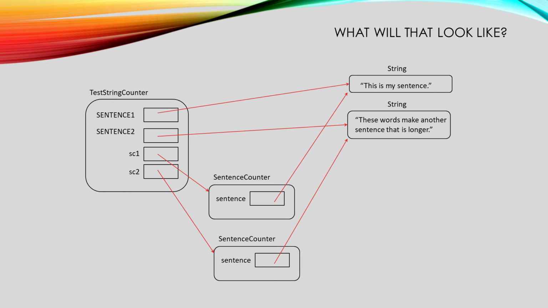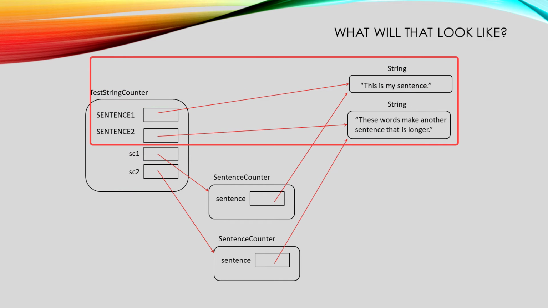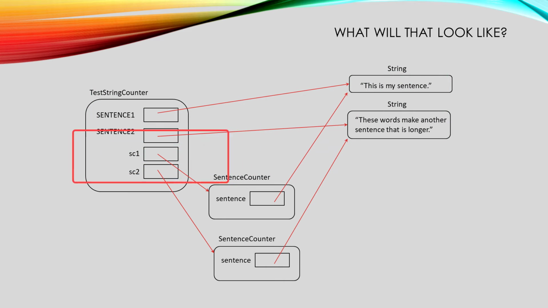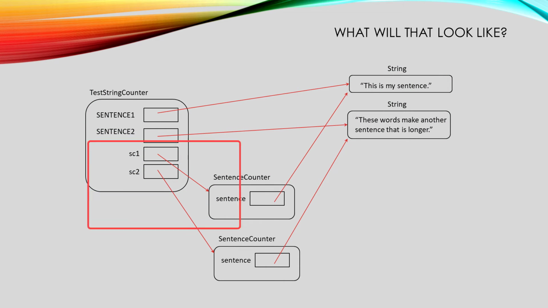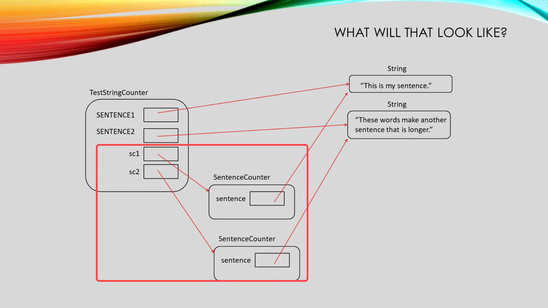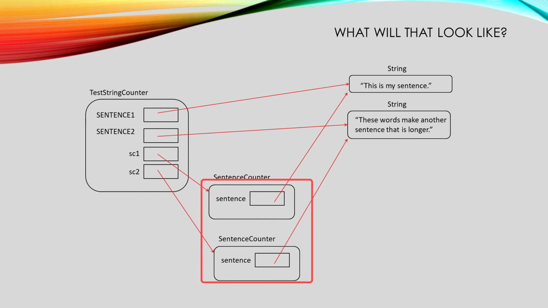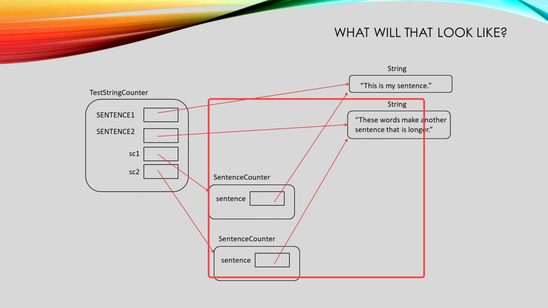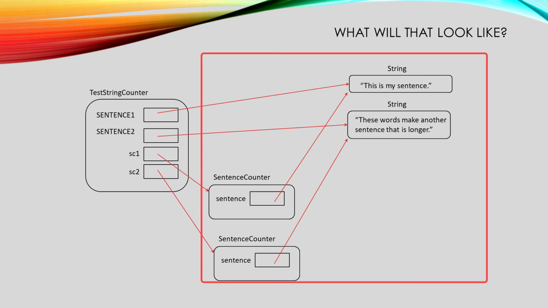Just to make sure you see what's happening here, let's look at the memory diagram for what this code has built. Our tests are in an object whose type is test sentence counter. In that object, we have references to two constants and our two instance variables. The two constants each point at an instance of string that contains the string they were given. Each of our instance variables points at an instance of sentence counter. Each of those has its own instance variable, and they remember the strings we gave them when we created them.